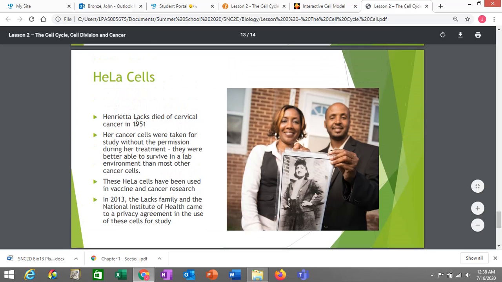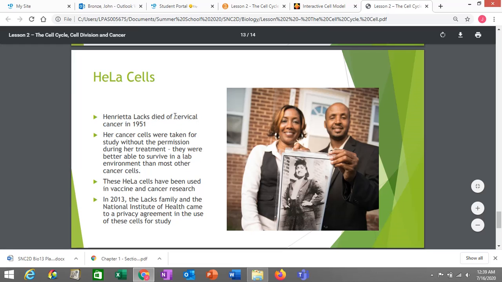I just added a couple little extra things in here if you're interested that I think are kind of cool. If you've ever heard of this story, this is a really interesting story. This woman here died of cancer in the 1950s. I think it was cervical cancer that she had. So I wrote that here, I think I looked that up, and that's right.